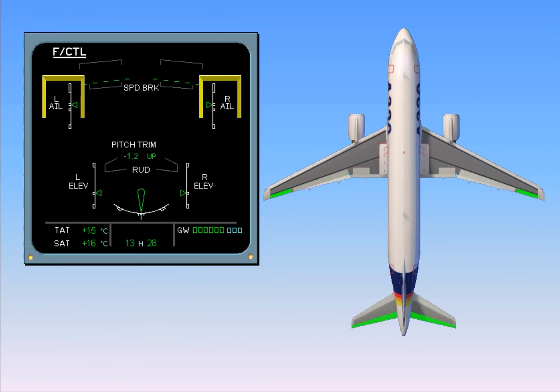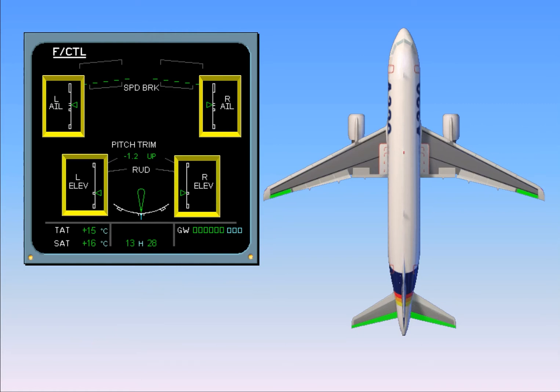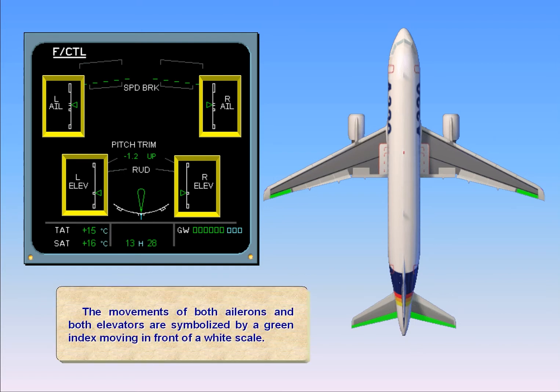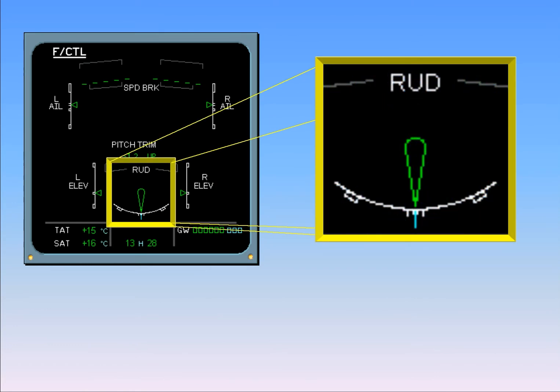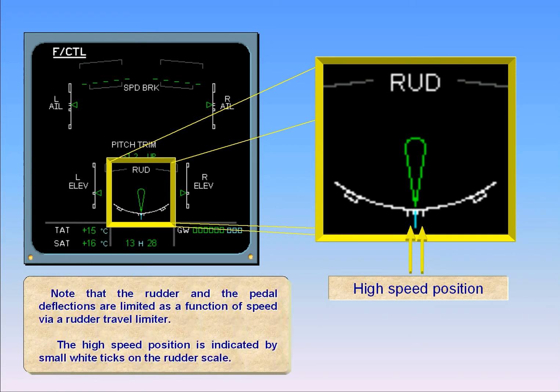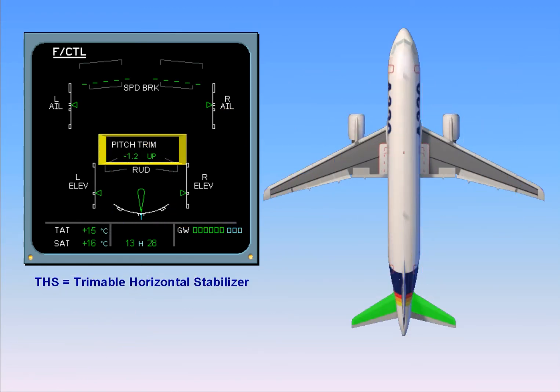The movements of both ailerons and both elevators are symbolized by a green index moving in front of a white scale. The green rudder symbol is used as an index to display the movements of the rudder on a white scale. The rudder trim is indicated by a small blue line below the scale. Note that the rudder and the pedal deflections are limited as a function of speed via a rudder travel limiter. The high speed position is indicated by small white ticks on the rudder scale. The pitch trim position is indicated by THS deflection in degrees up or down.